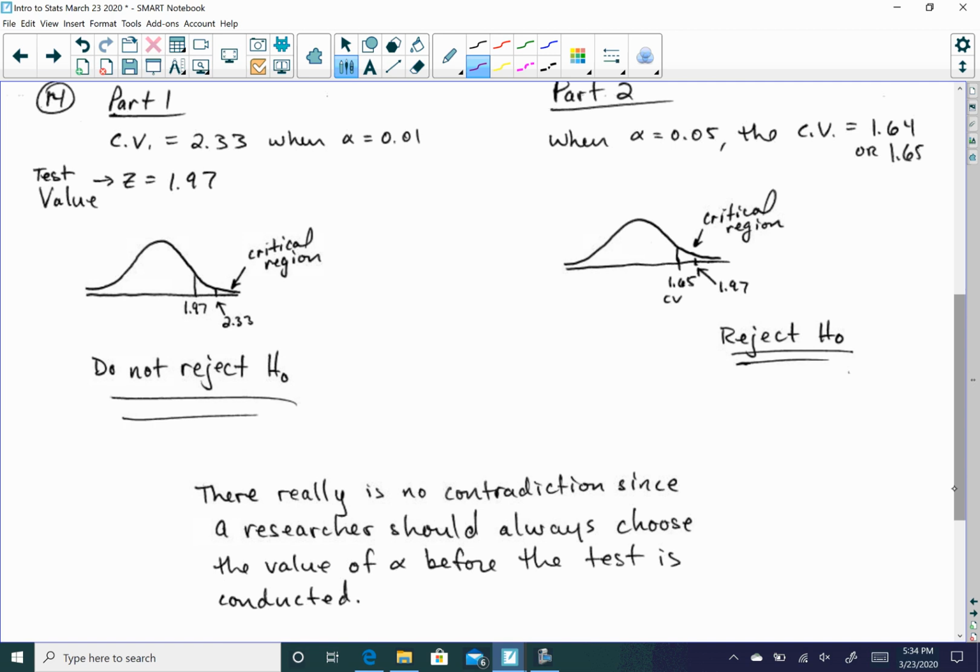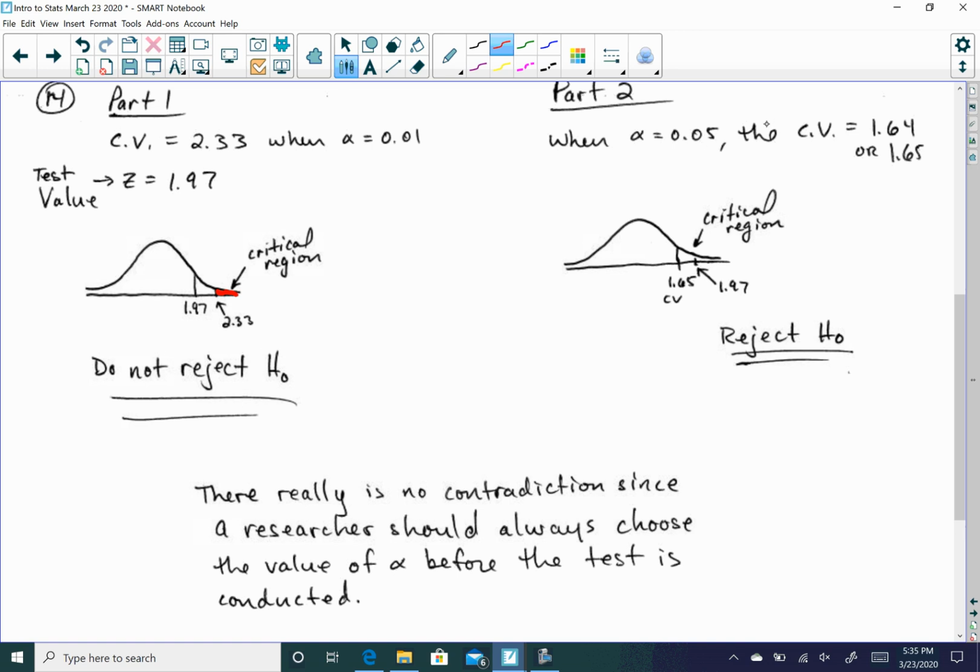So here we're going back to the critical values, not a p-value. In part 1, the critical value turned out to be 2.33. Alpha is 1%. Our test value turns out to be 1.97. So we have the critical region, which is right here. But if you notice, our test value is outside of that. It's in the non-critical region, so we do not reject the null hypothesis.